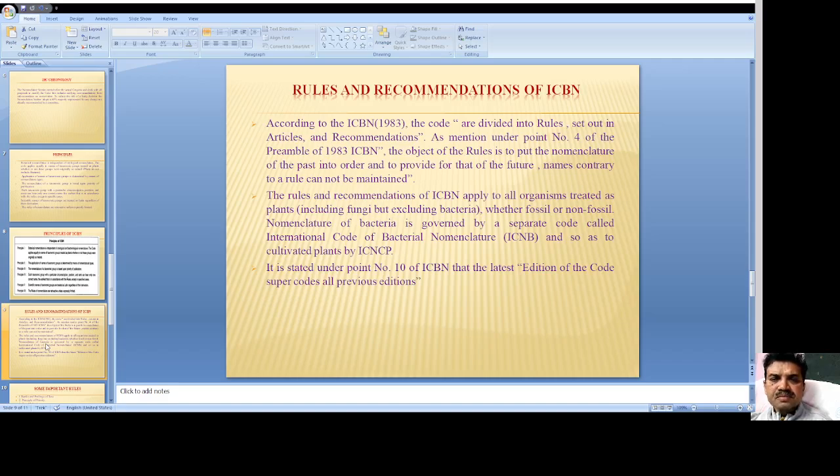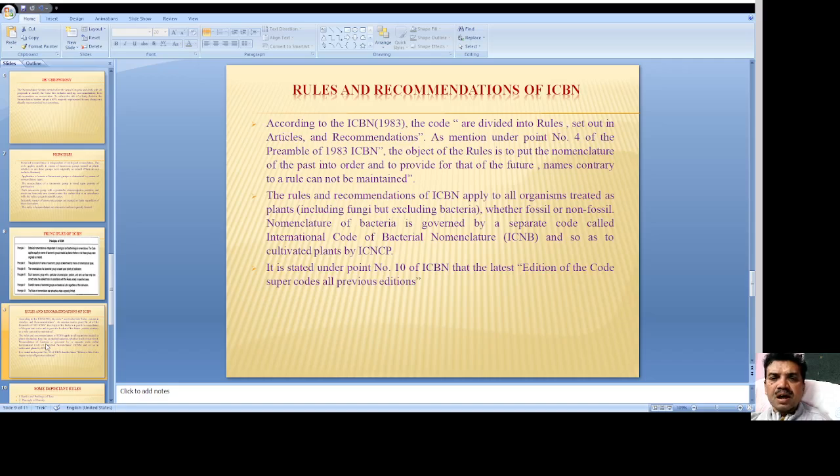So, as far as living plants are concerned, or plants that have become extinct but remain in non-fossil forms, the ICBN is to be applied, including fungi obviously. But as I have already mentioned, for bacteria a different set of rules and nomenclatural regulations is implemented under the umbrella of the ICNB, that is the International Code of Bacterial Nomenclature.